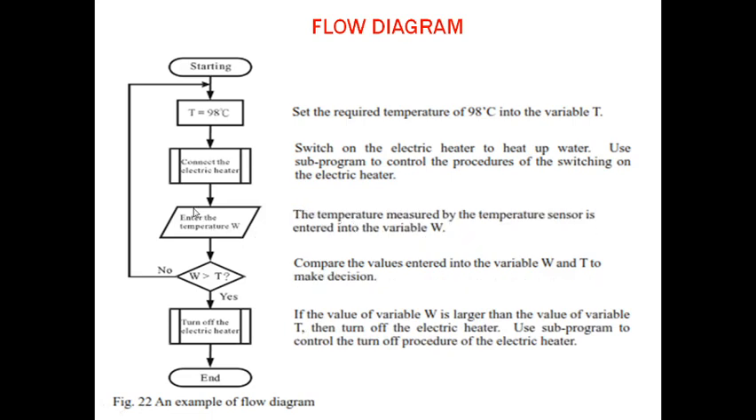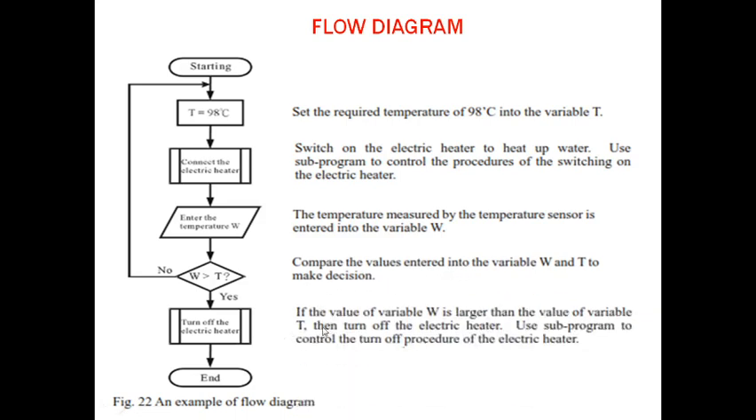Third step, which is denoted by the input symbol, where the temperature measured by the temperature sensor is entered into the variable W. Then this is a decision making block, generally denoted by a diamond. It compares the values entered into the variables W and T to make a decision. Last, if the value of variable W is larger than the value of variable T, then turn off the electric heater. Use the program to control the turn off procedure of the electric heater. This means via those symbols we can successfully draw a flow chart for a particular program. It is an example of a flow diagram.